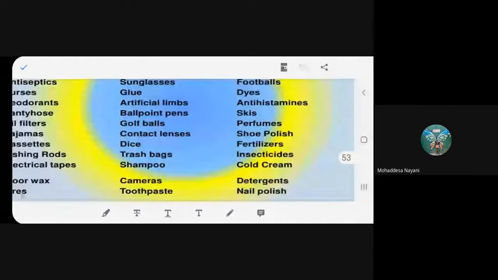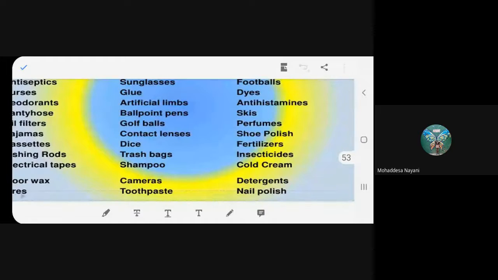Then antihistamines, these are all medicine. I will tell you what are the things. Keys, perfumes, shoe polish, fertilizers, insecticides, then cold cream, detergents, nail polish.